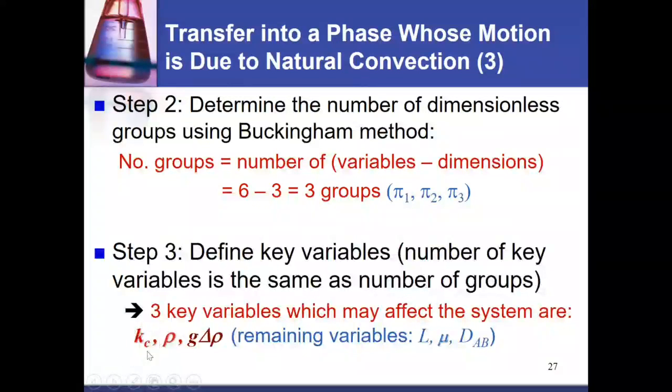Again, we're talking about convective mass transfer, so the mass transfer coefficient Kc is a key variable. And from here, this is the driving force for buoyancy. If you have no change in density, or if the gravity is 0, then you have no buoyancy force. So you should have gravity and you should have change in density. So gravity and delta rho, the product, is a key factor, and the density is also a key factor. These are the key factors, and the remaining 3 are L, mu, and DAB.